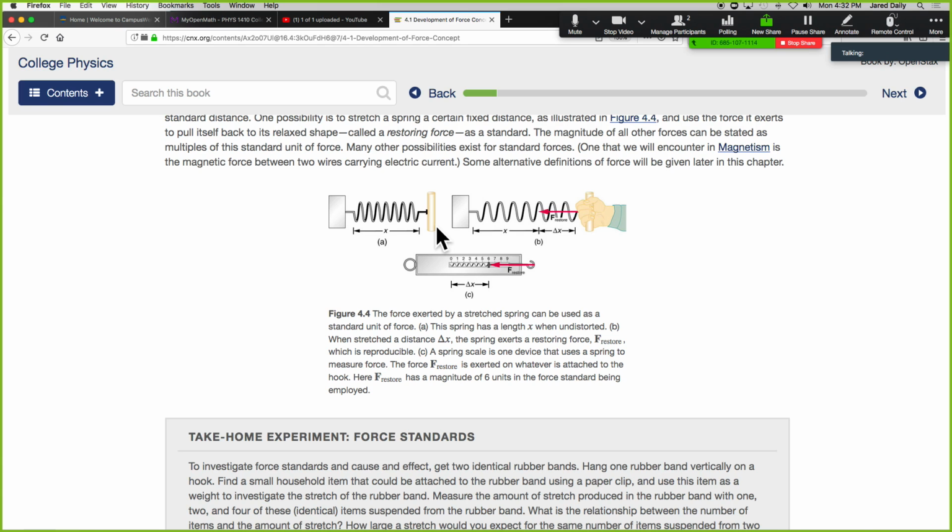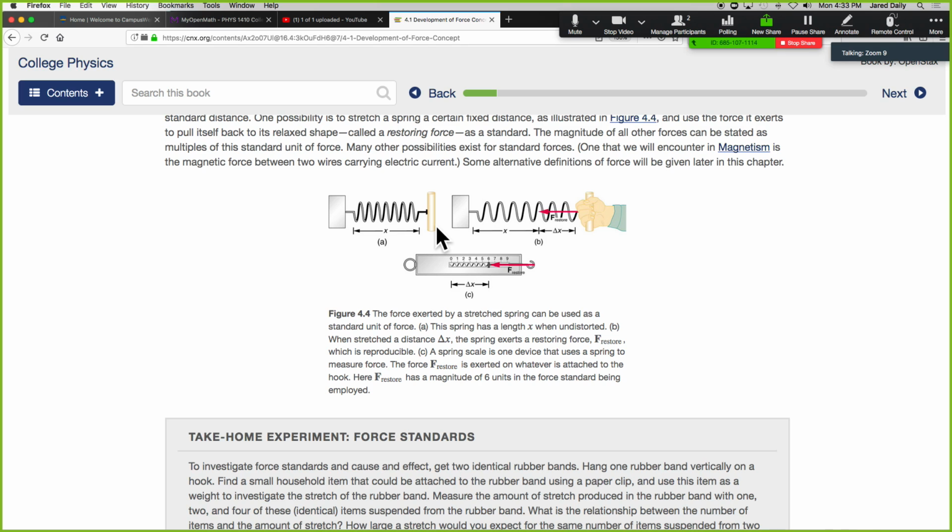And as you pull on the spring, the spring pulls back. It's called a reactive force. So whenever you pull on a spring, you feel some resistance, the spring pulling against you. As you try to pull it one way, it tries to pull you back the other way. So this is often called a restorative force or a reactive force.